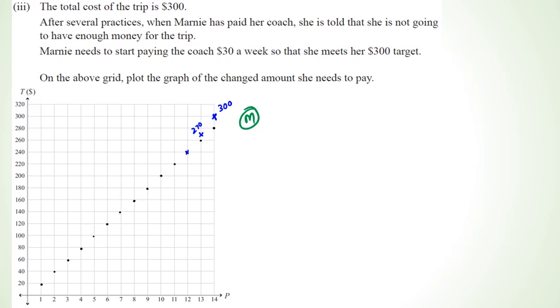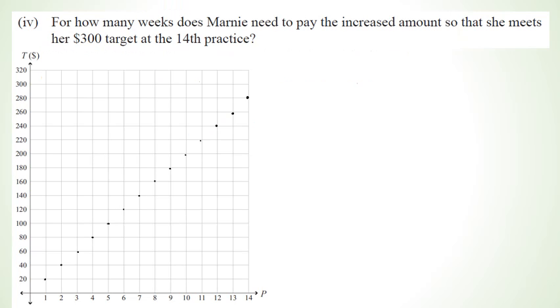Okay, so let's have a look at the next part of this question. The next part of the question says, for how many weeks does Marnie need to pay the increased amount so that she meets her $300 target at the 14th practice? All right, so we know that she's at 300, and that's at 270, that's going to be at 240. So basically, all you need to mention is that she needs to pay for 2 extra weeks.